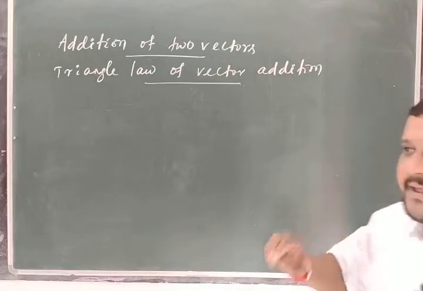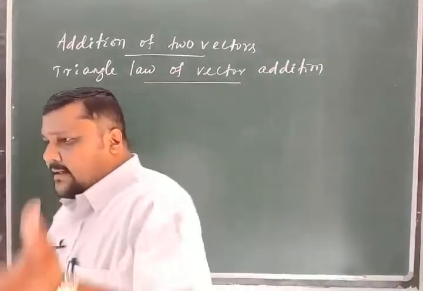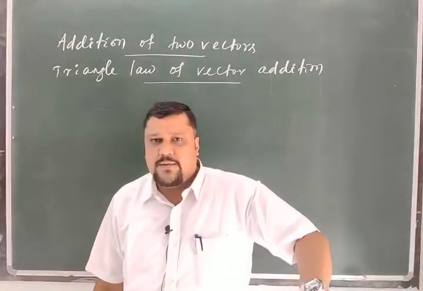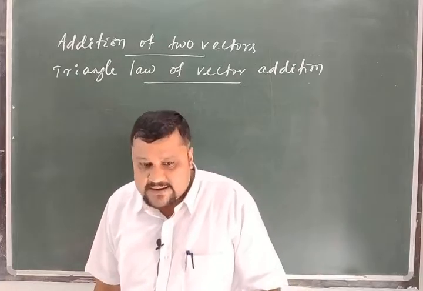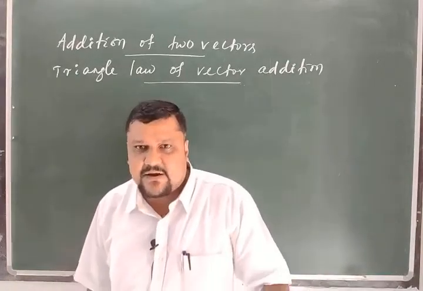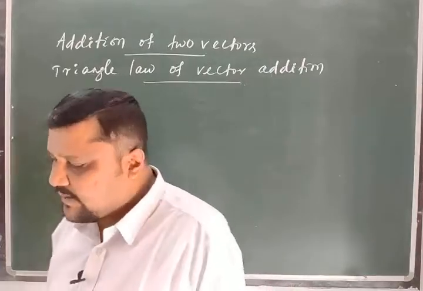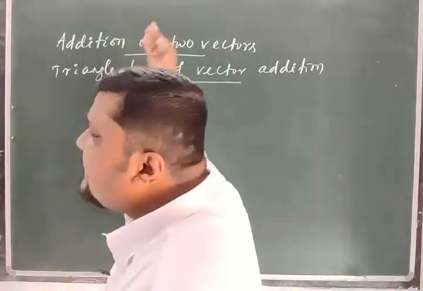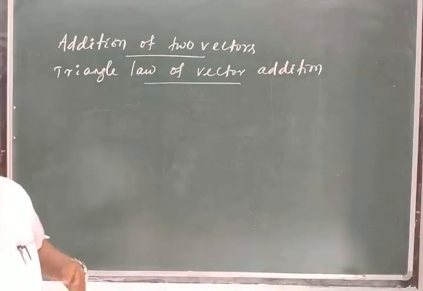Here I will find, if two vectors act on a body, the resultant of the two vectors: how we calculate the resultant of the two vectors, and if the resultant is a vector, what its magnitude and direction are. That we will calculate first. Then we will go to the next law, right? So now how to find this one? Let me first write the statement.